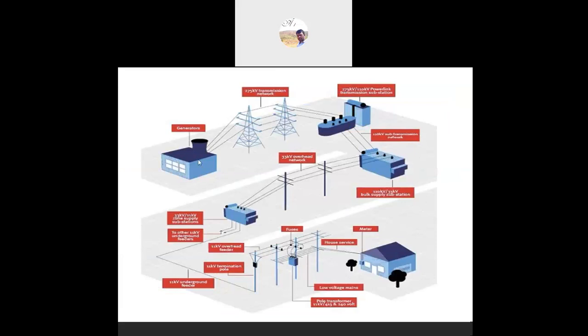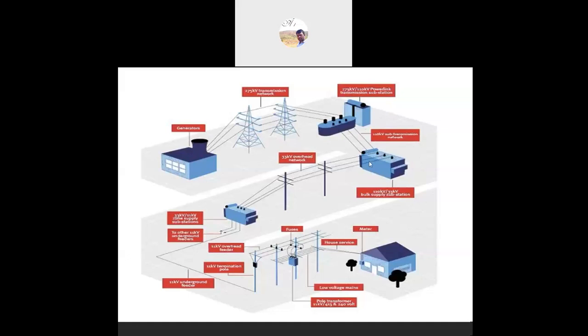Whatever generating stations we have, thermal, hydro, nuclear, from those we get the generation voltage, that is 11 kV, 33 kV, 6.6 kV, 3.3 kV. In India we also have 33 kV generators in some power plants. The power that is developed is generated power, and that will be stepped up from 11 kV to 400 kV, 750 kV, and then goes to the transmission line.